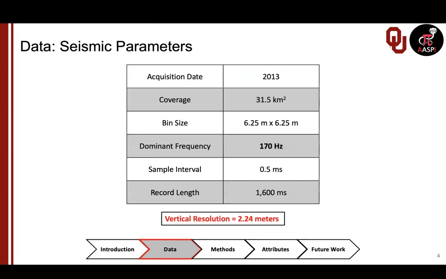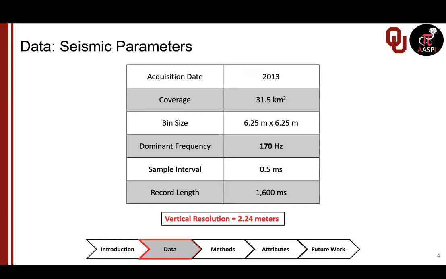Let's get into the data a little bit and talk about the parameters. It was acquired in 2013. It's a very small survey, as you just saw in the previous slide, under 32 square kilometers. It has a small bin size, 6.25 by 6.25 meters, so we were able to laterally resolve very small features. The most important thing here is the dominant frequency, which is about 170 hertz.